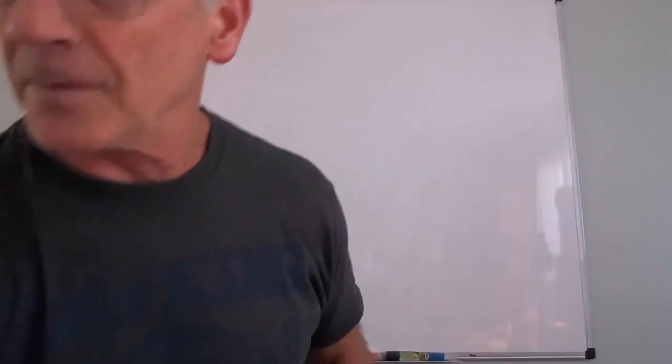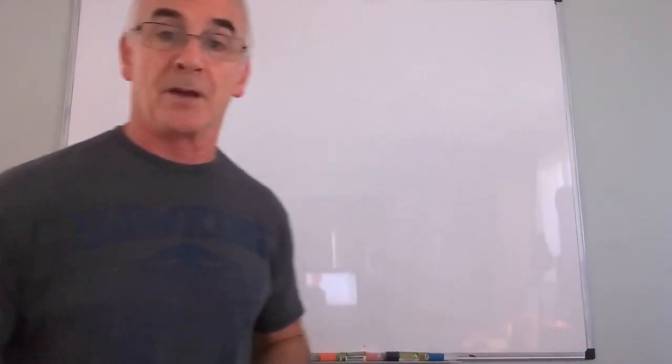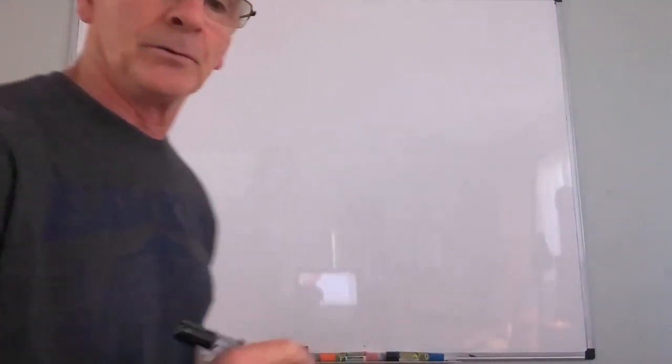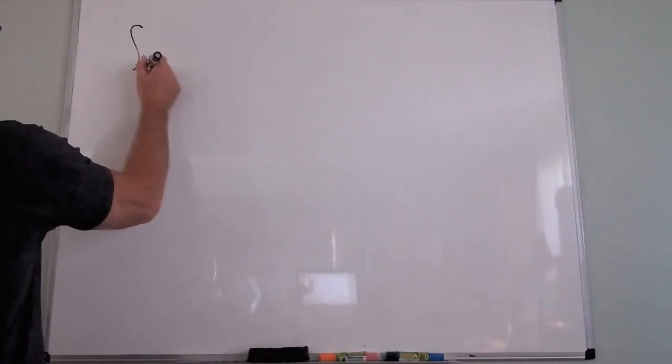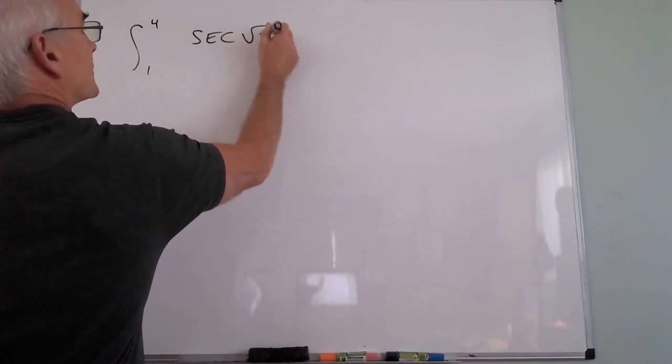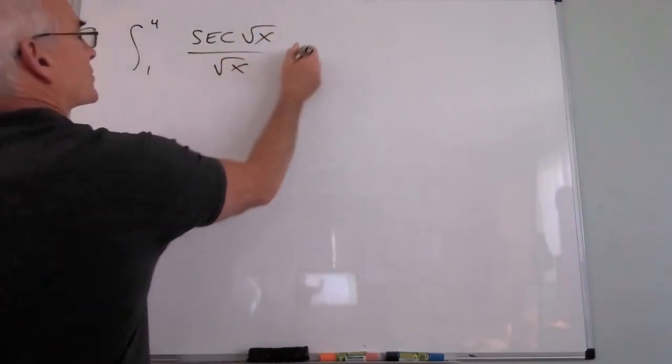So we're going to look at some really, I don't want to say simple problems, but the kind of problems that you're going to run into a lot, not only in a calculus class, but perhaps even in a physics class, and problems that are going to involve substitution in general. So let's consider I have the integral from 1 to 4 of the secant of the square root of x over square root of x dx.